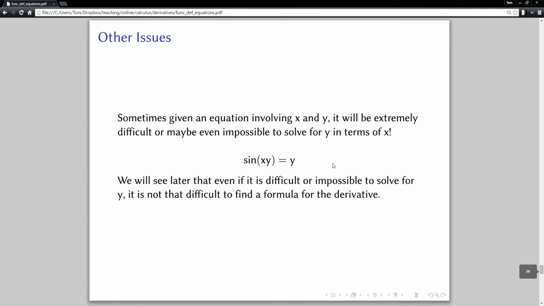So what we'll see later on is that even if it is difficult or impossible to solve for y, like in this one right here, it's not that difficult to find a formula for the derivative. There are a couple of things that we need to talk about first before we get into that. Number one is, this may or may not even be a function. How would we know that there is even a function here to take the derivative of? And we'll answer that question somewhat in a subsequent video.